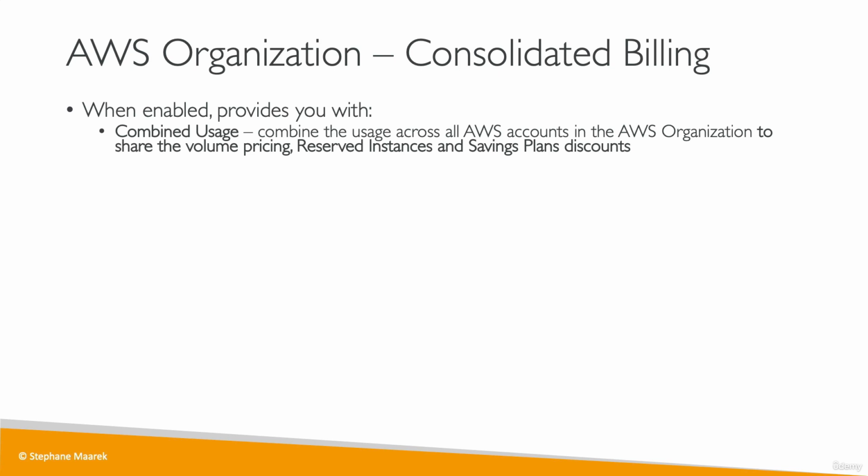And also, if there are some reserved instances or savings plan discounts on one account, they can be shared across all accounts again to maximize the discounts and the savings. And I will show you how in a second. The other advantage is that it gives you one bill. So you get one bill for all the accounts in the organization, which really can help your accounting department and allows you not to be restricted in how many accounts you can create for AWS.